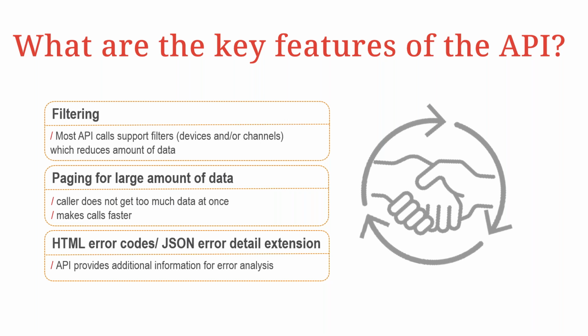Also HTTP error codes or JSON error details extensions. So this allows the API to provide additional information for error analysis. So you then can see exactly what that error was, for example, and it helps you detail exactly what could be the solution for it.